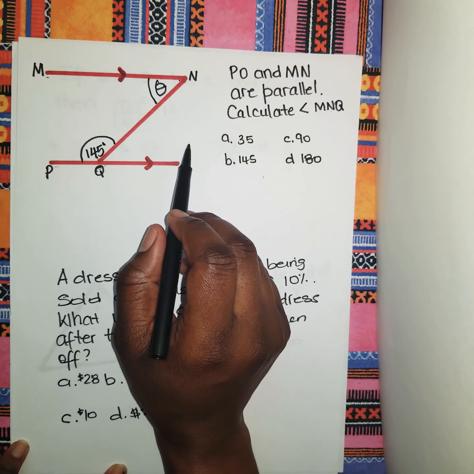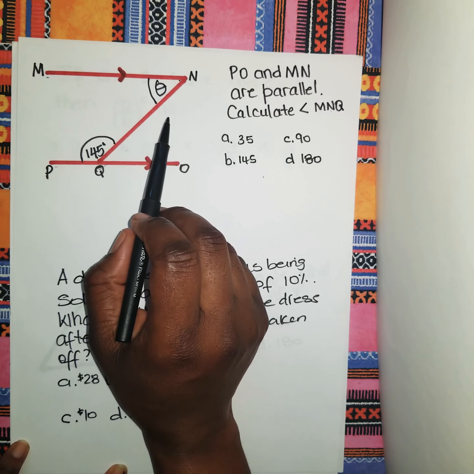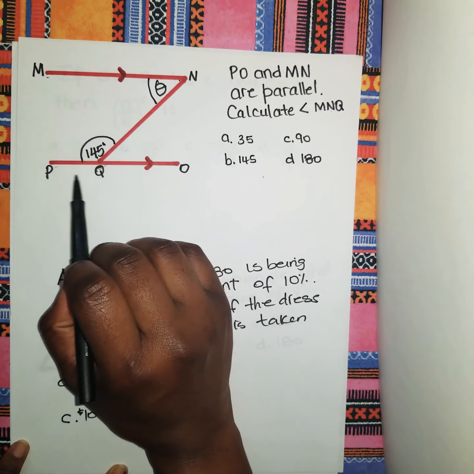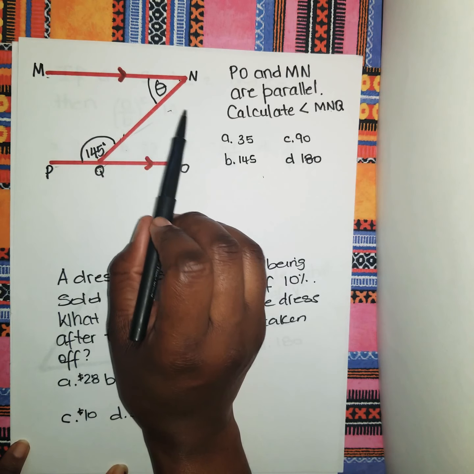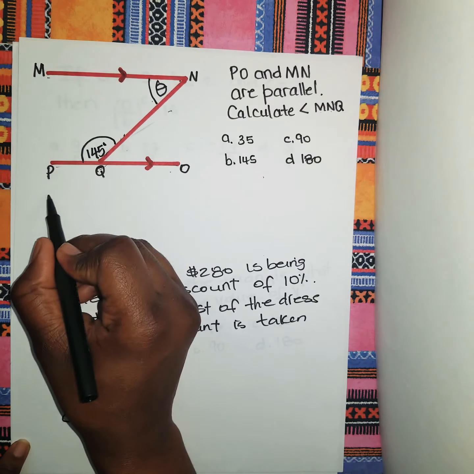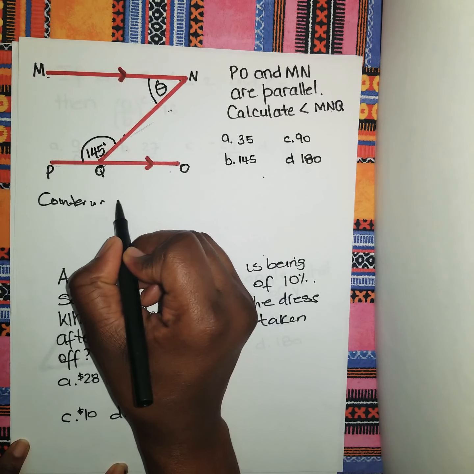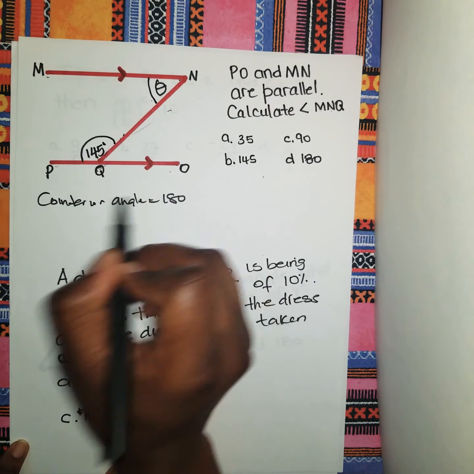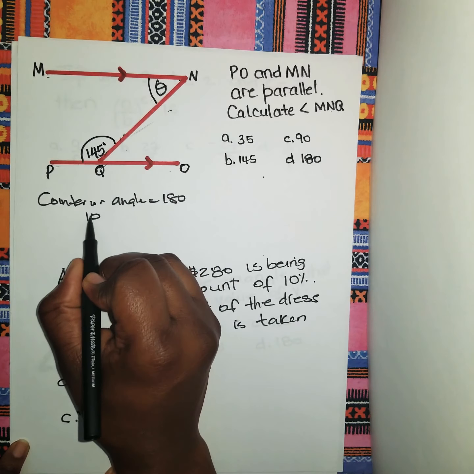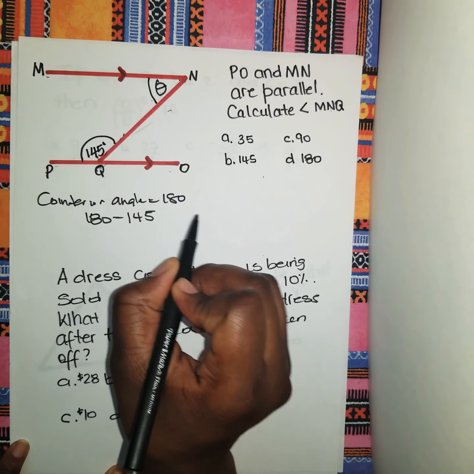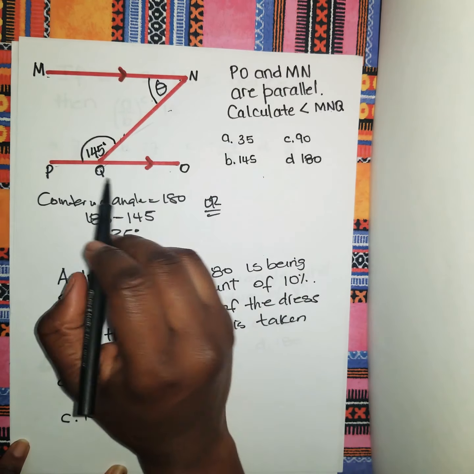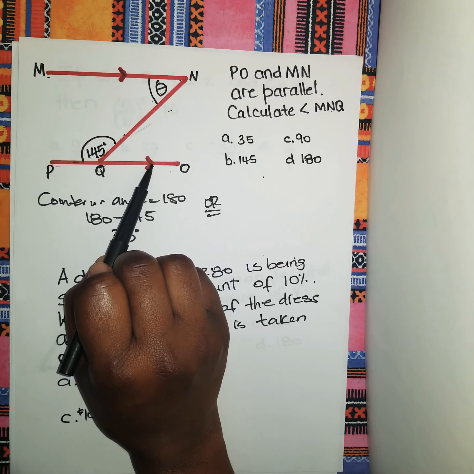So we know about co-interior angles, right? They're formed between two parallel lines and a transversal line. The two parallel lines here are MN and PO. The transversal we identify would be QN. Once they are formed between two parallel lines, we know that co-interior angles add up to 180 degrees. So if this angle here is 145, the angle here would be 180 subtract 145, which should give us 35 degrees. All right, guys? Or we can say that we know the angles on a straight line equal 180.